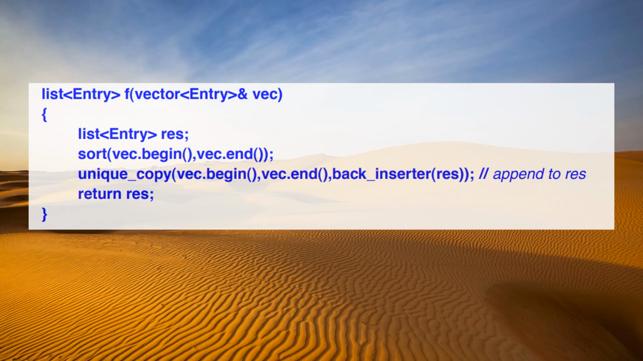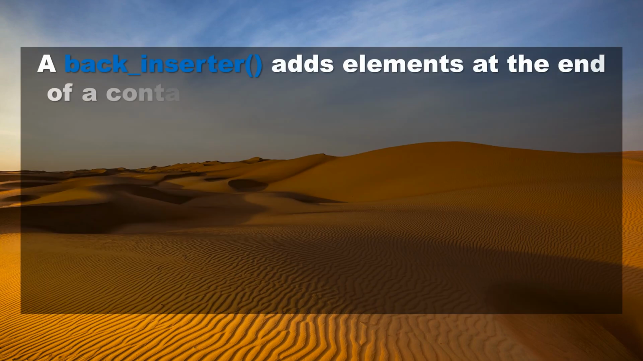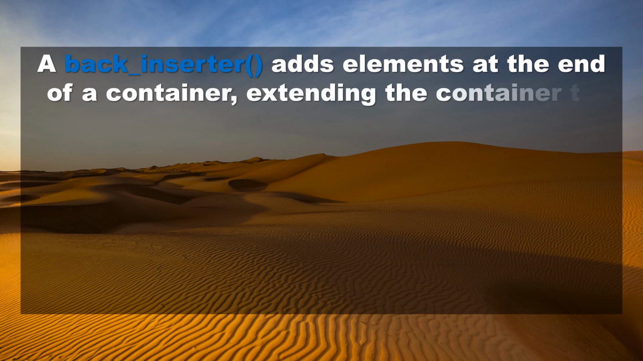list<Entry> f(vector<Entry>& vec) { list<Entry> res; sort(vec.begin(), vec.end()); unique_copy(vec.begin(), vec.end(), back_inserter(res)); // append to res return res; } A back_inserter adds elements at the end of a container, extending the container to make room for them.